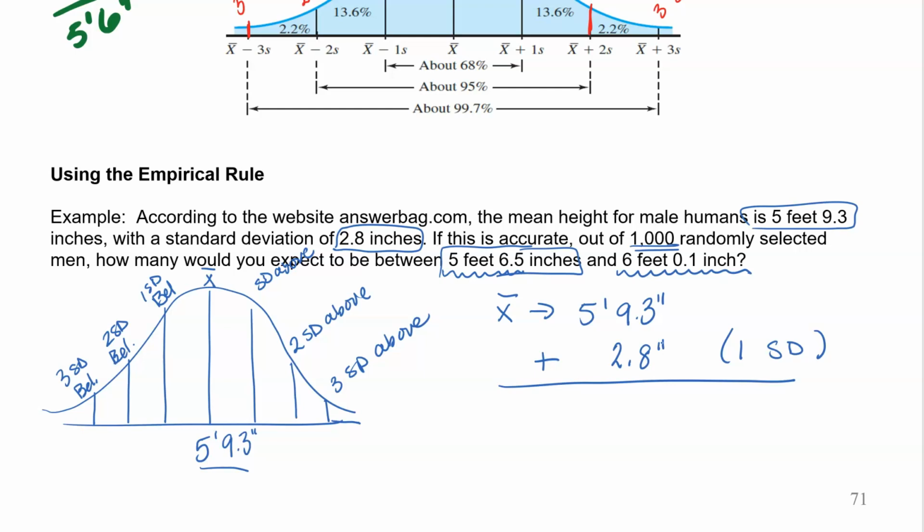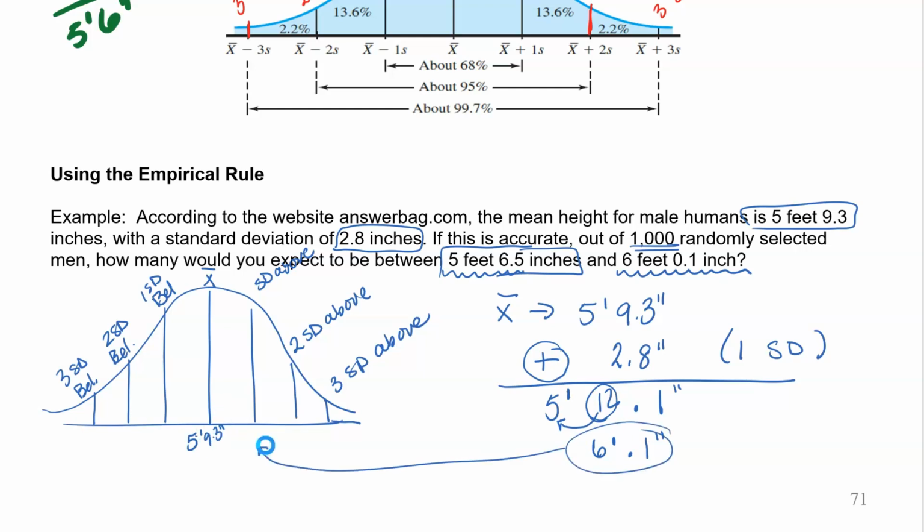So what I get, if I add this, is 5 feet, 12.1 inches. Well, 12 inches is a foot, so I'm just going to add that here, and that gives me 6 feet, 0.1 inch. Okay, so that's going to be 1 standard deviation above average, and it's above because I'm adding the standard deviation. So let me write this a little bit smaller. This one is 5 foot, 9.3 inches, and then I'm going to take this number and put it right there. So 6 feet, 0.1 inch. Okay. The apostrophe means feet.